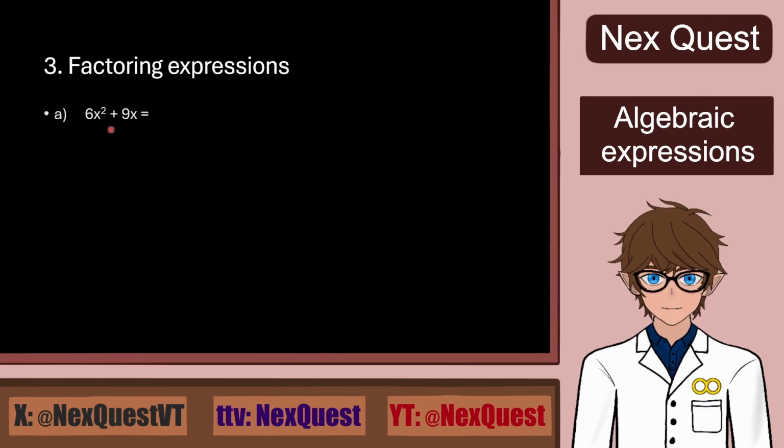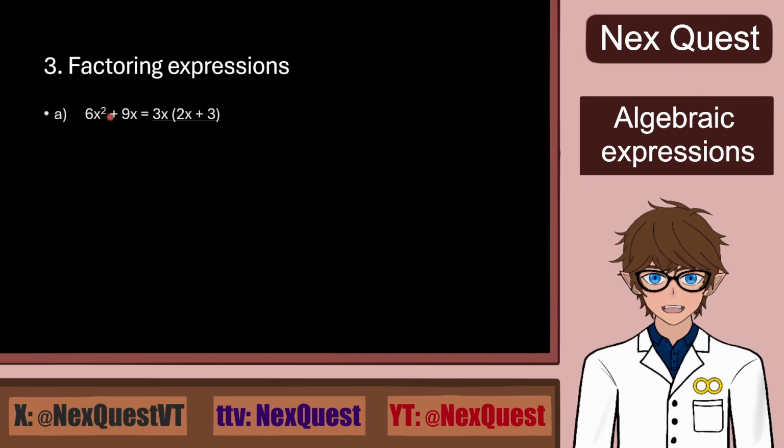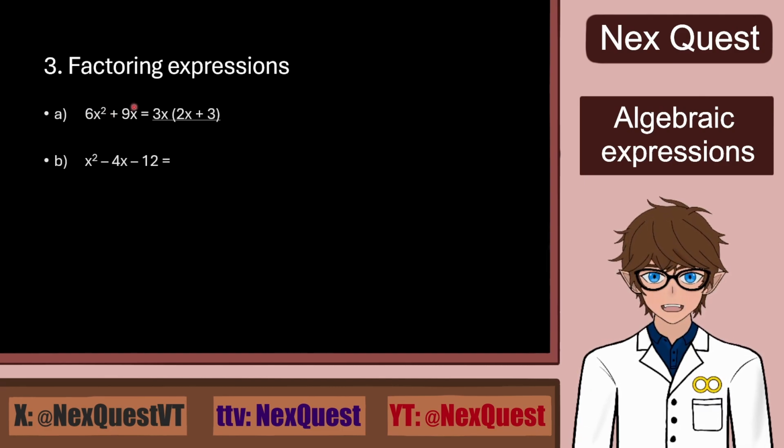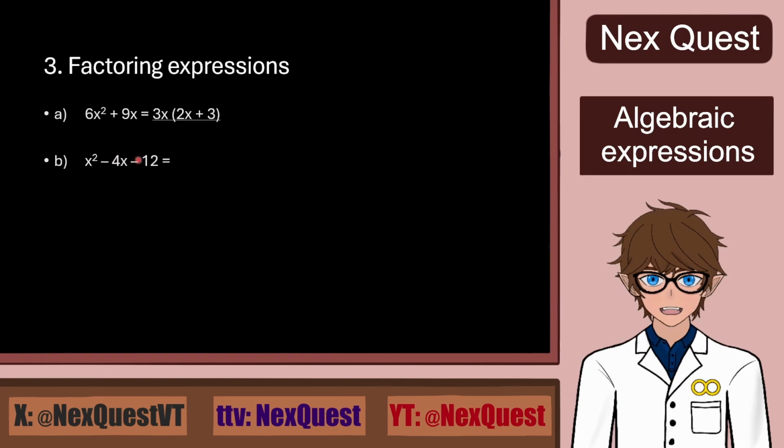Factoring expressions. Well, we see that there is a common factor of 3x, so we take that out, and what's left is 2x plus 3. After that, we have x squared minus 4x minus 12.